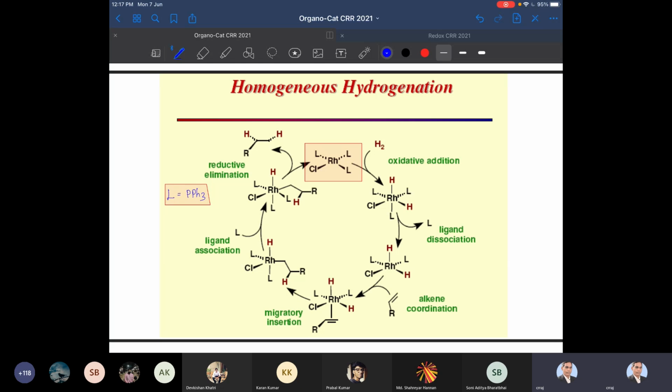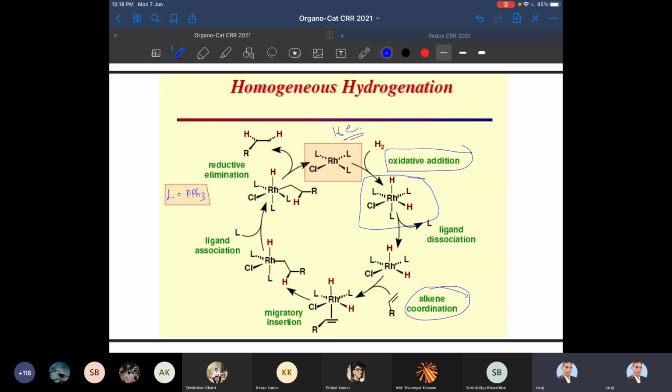Again, this is the first catalytic reaction that we have studied: hydrogenation of alkene. What was the catalyst that we used? That is the Wilkinson catalyst, the red color box. That's a 16 electron complex. As I said, oxidative addition: the hydrogen is added, and now a new species is formed. And then ligand dissociation in order to accommodate the alkene, right? A pi complex formation. For that, the ligand dissociates, and then alkene coordination takes place, followed by migratory insertion, ligand association, and reductive elimination.